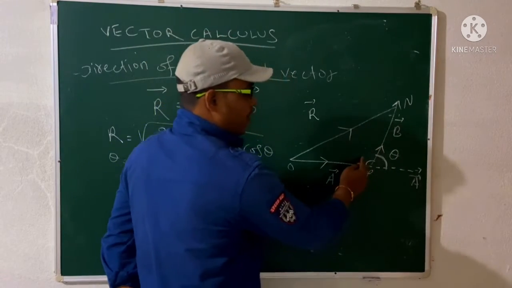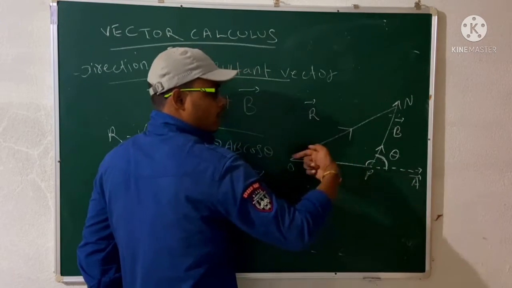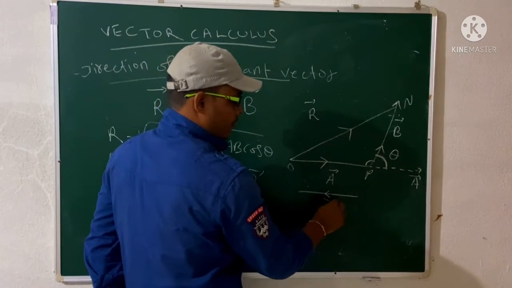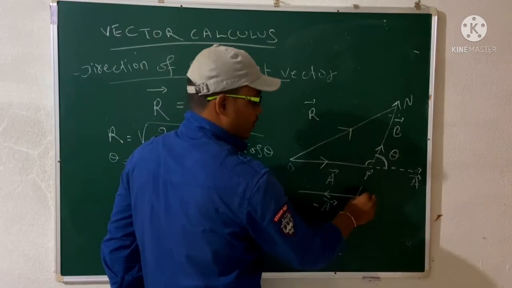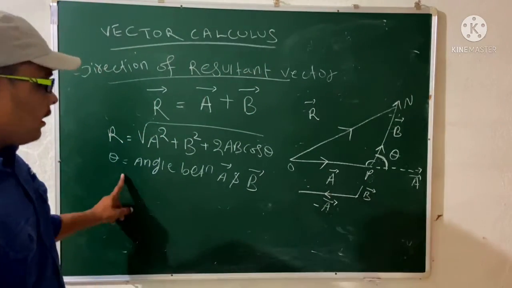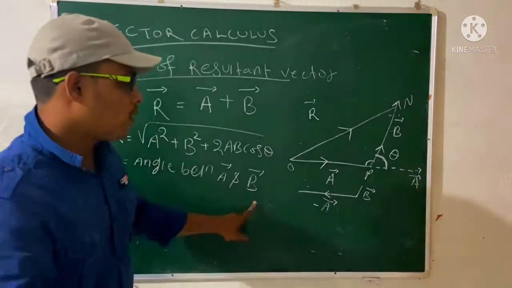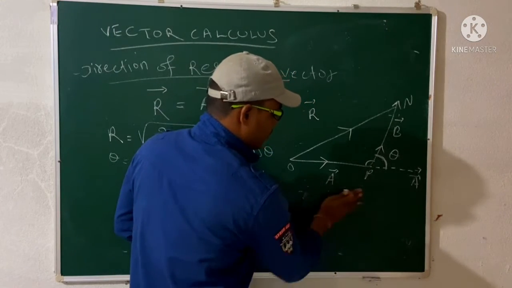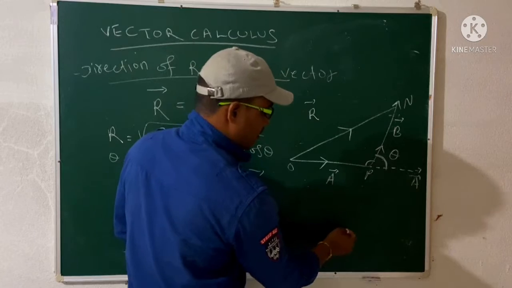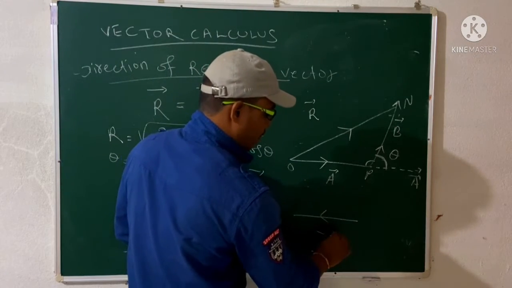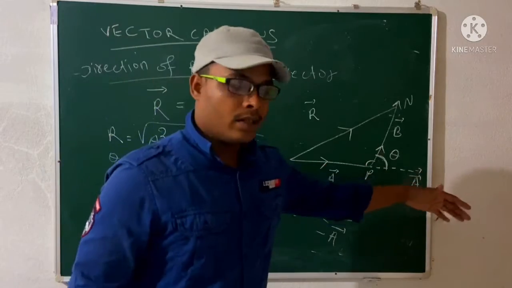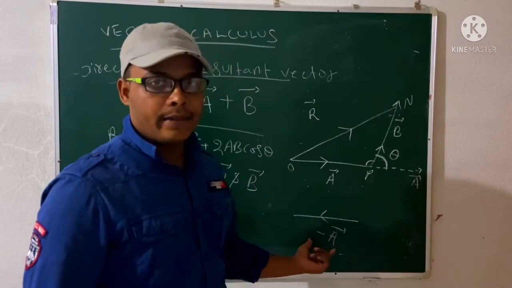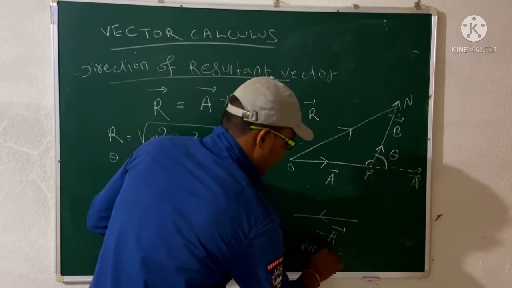If you take this one theta, then this will be your minus A vector, right? So this one is your minus A vector. This is A vector and this one is minus A vector. And this is B vector, right? What we have written? Theta is the angle between A and B. Theta is not the angle between minus A and B. If this is A vector, then this one is your minus A vector. Remember, A vector is moving to the left, but your minus A vector is moving to the right. So this one is called negative vector, right? So this one is your negative vector.